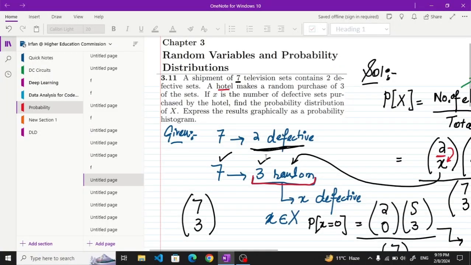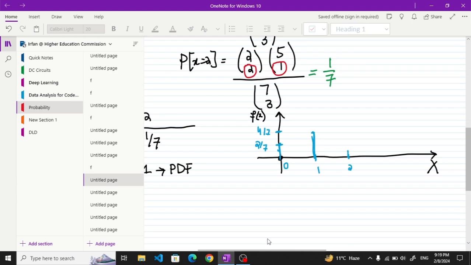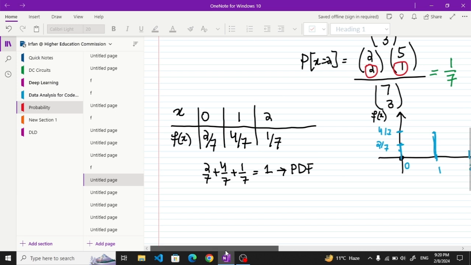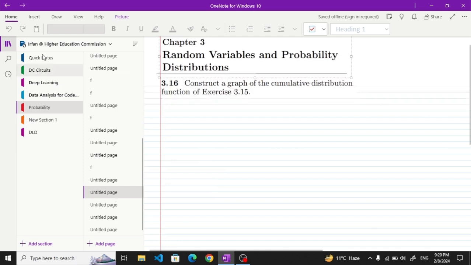So this was question 3.11 which we have done previously, and here we have seen what we found out. This was the statement, and on the basis of this statement we have found the probability density function for different values which are plotted here. So these are the values and their plots are given here. On the basis of it we are asked to construct a graph of the cumulative distribution function of exercise problem 3.15 or 3.11. That is basically the PDF of which we wanted to find the cumulative graph.